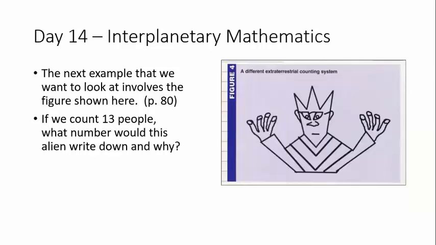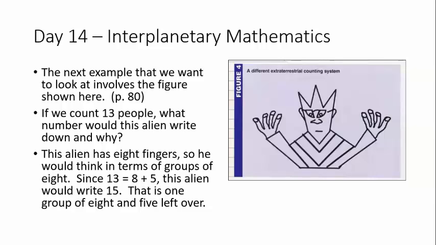Here's another figure from the article. This is figure 4 from page 80. Examine this alien and the number of fingers that he has. If we count 13 people, what number would this alien write down and why? The alien has 8 fingers, so he would think in terms of groups of 8. How many 8s are in 13?